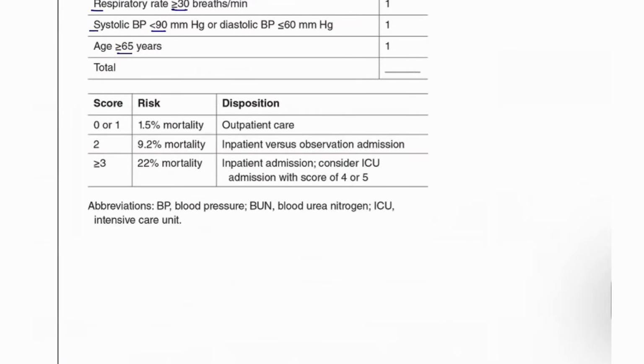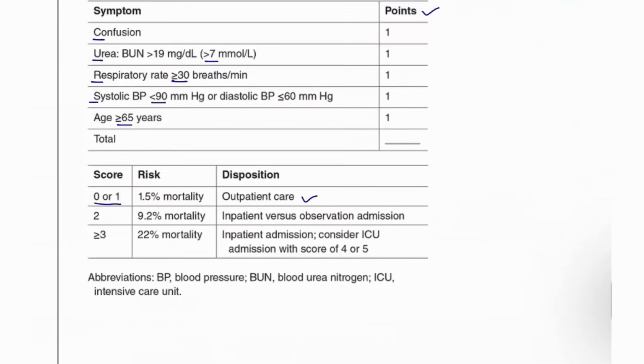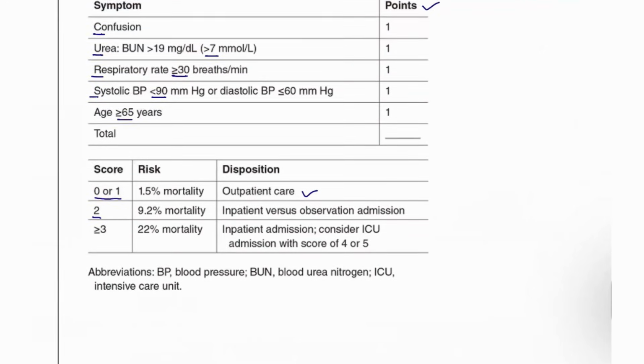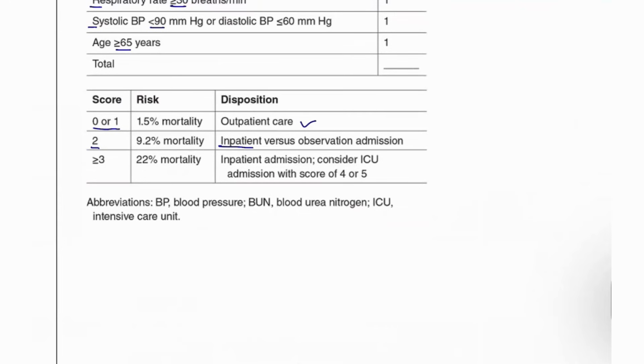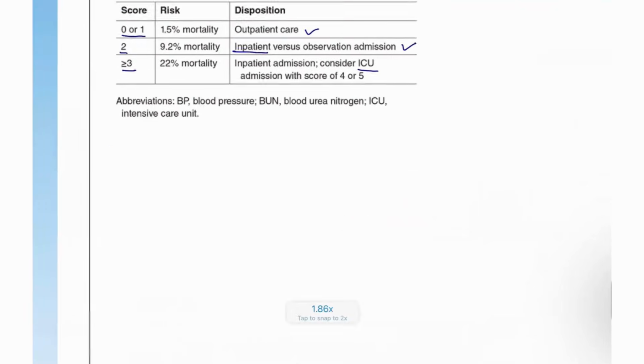Risk criteria we are going to see. For example, if the patient has a score of 0 to 1 only, then you can give antibiotics and send for outpatient care at OPD only. If the patient has a score of 2, then you have to admit the patient in the observation ward or the general ward. If it is 3 or more, definitely you have to admit the patient in the ICU and treat completely until recovery, then only discharge. This is the CURB-65 scoring.